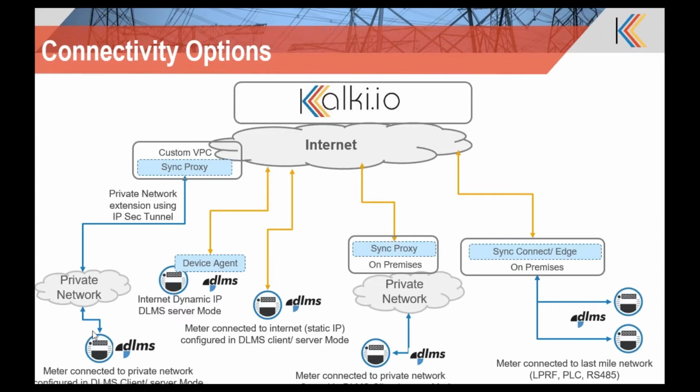Another deployment scenario is a DLMS meter which has been deployed on a private network. It could be a service provider private network, it could be a VPN network, and Calculator needs to connect with those meters. So one option which we provide is a custom VPC. A custom VPC is a virtual private cloud extension of Calculator.io.